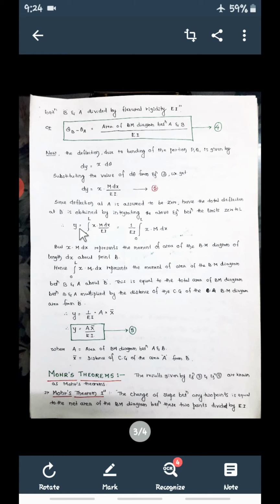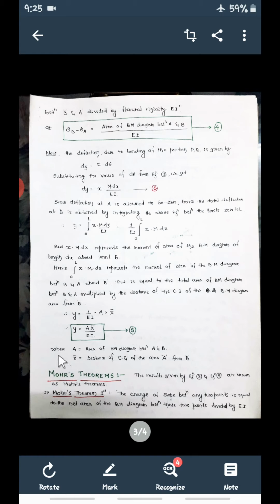So therefore y is equal to 1 by EI, then integration of 0 to L of x into m dx. So m dx is what? It is area. X I will write as x bar, that is the perpendicular distance of the CG of the area of the bending moment diagram. Therefore y is equal to A into x bar divided by EI. So you can write this as number 6, make this correction. This is equation number 6.